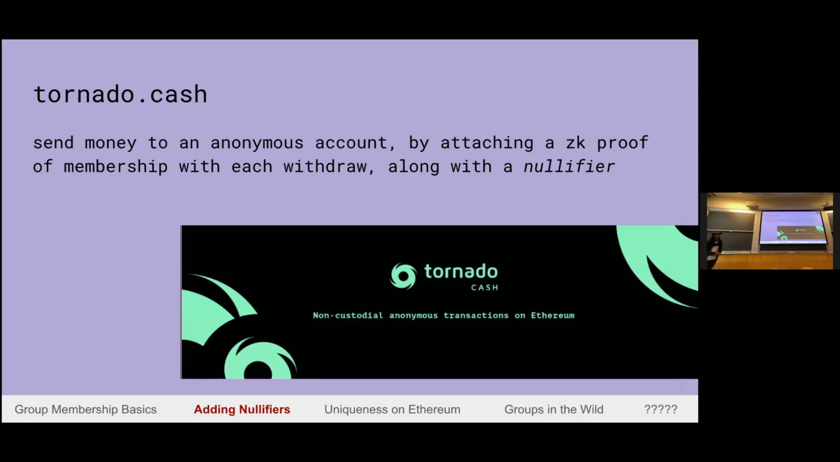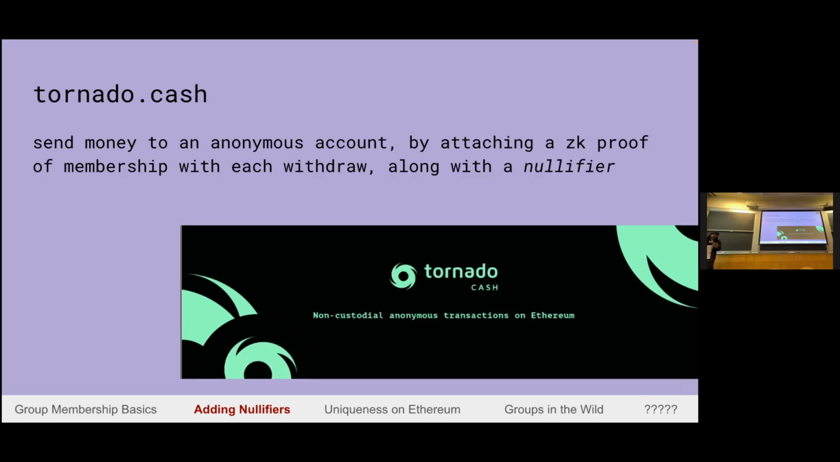Great. So far we've been talking about sending messages to a group. But you might imagine that maybe you want to use anonymity for something a little bit more. And so this was what Tornado Cash tried to do. They basically allow you to send money to an anonymous account by attaching a ZK proof of membership with each withdrawal along with the nullifier. So OK, we're going to have to unpack this a little bit.